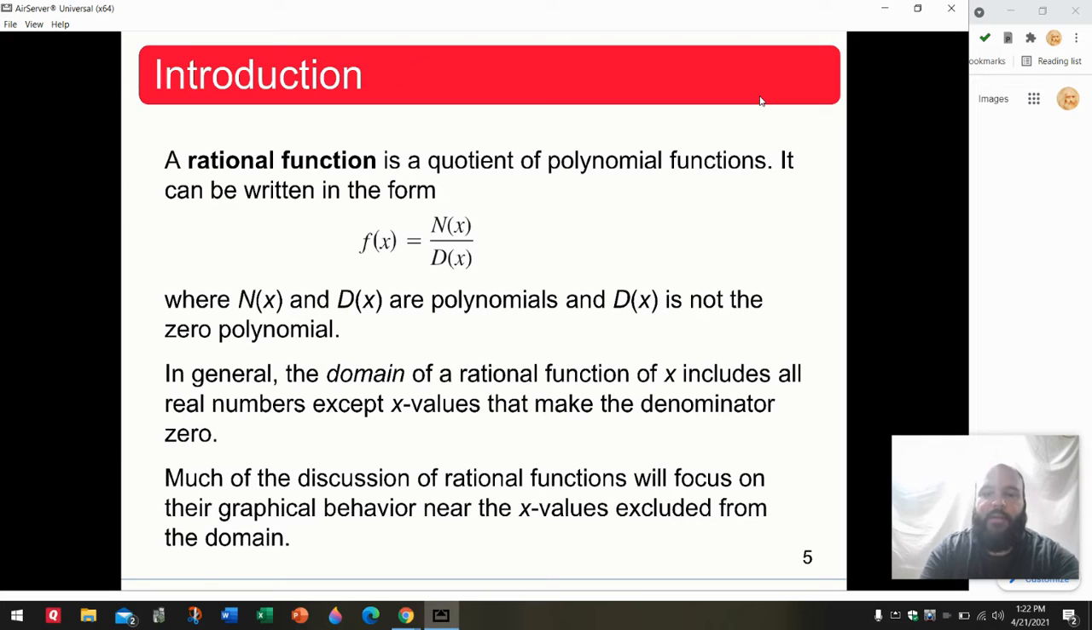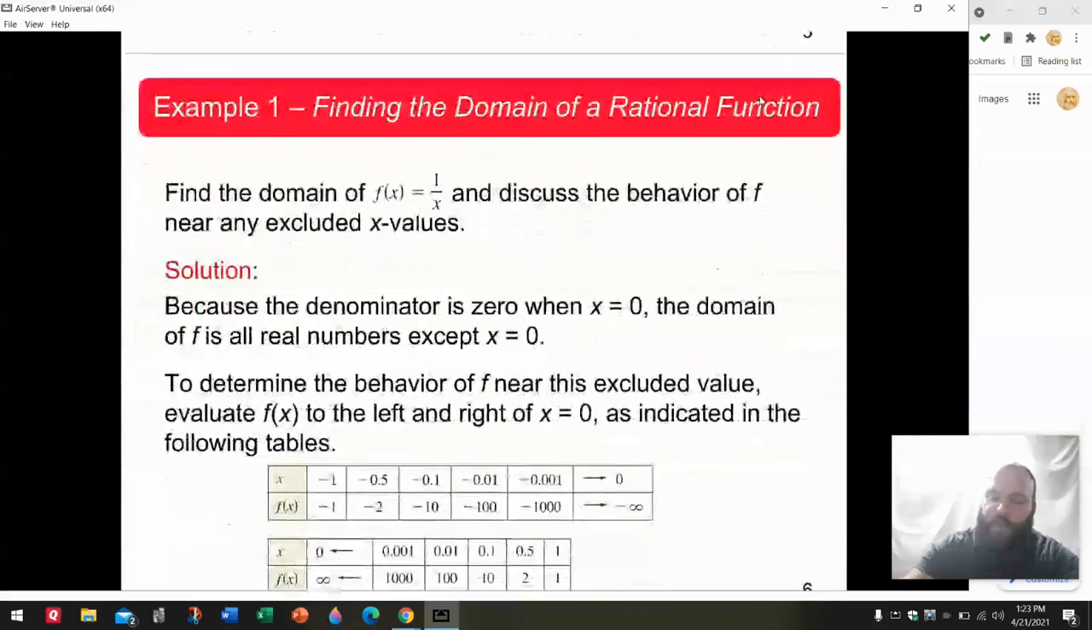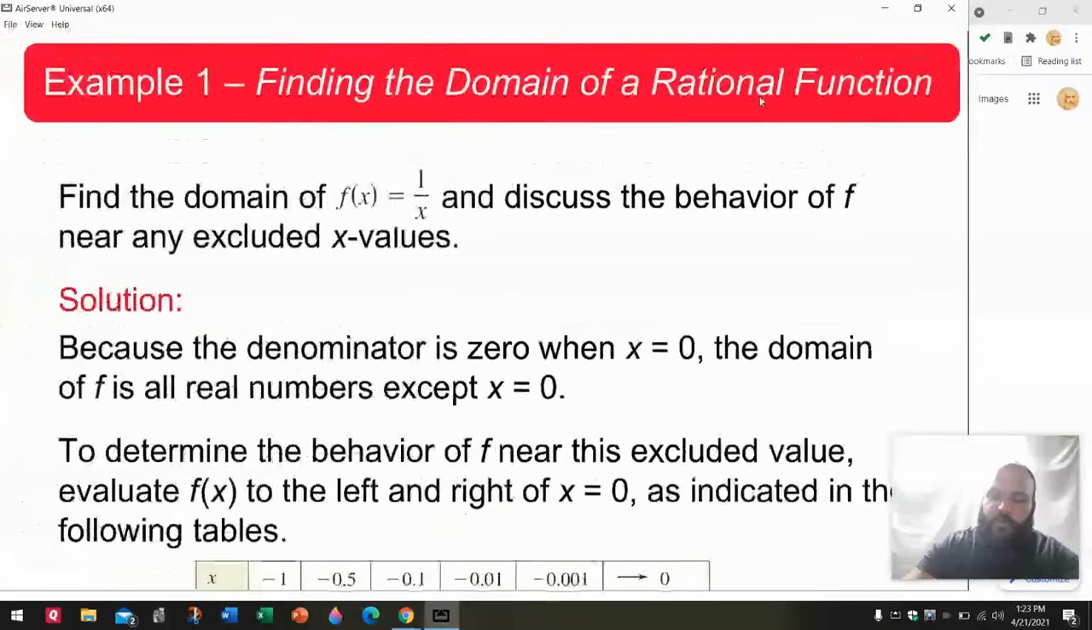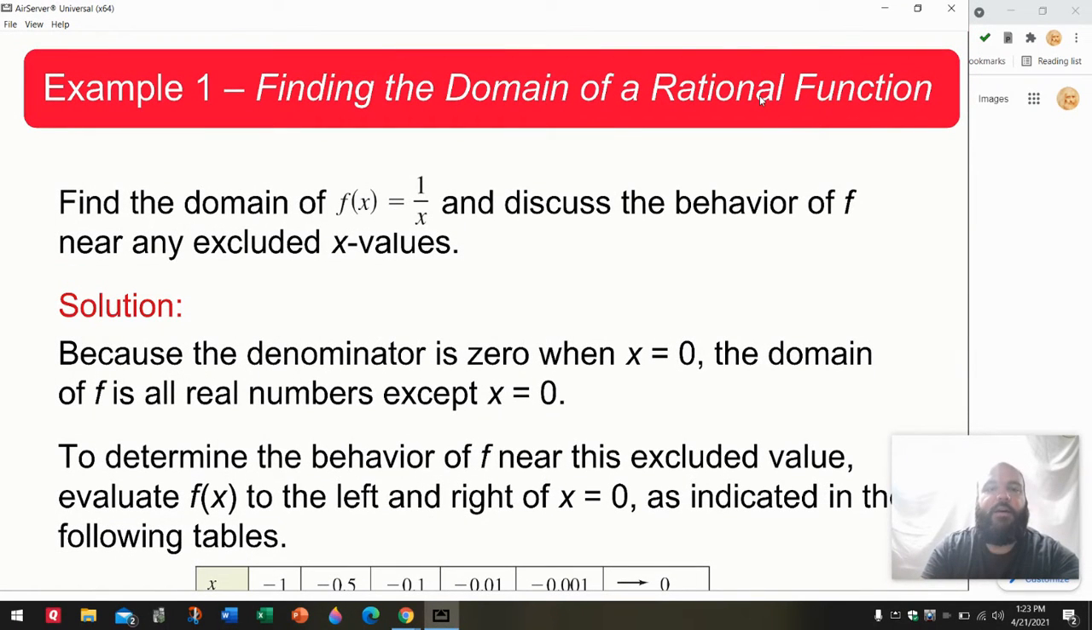Now, in general, the domain of a rational function of x includes all real numbers except for the x values that cause the denominator to equal 0, which we will take a look at here in a second. Much of the discussion of rational functions will focus on their graphical behavior near the x values excluded from the domain. So what we want to do for the first part is it says find the domain of f of x equals 1 over x and discuss the behavior of f near any excluded x values.